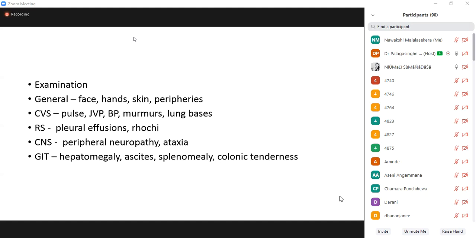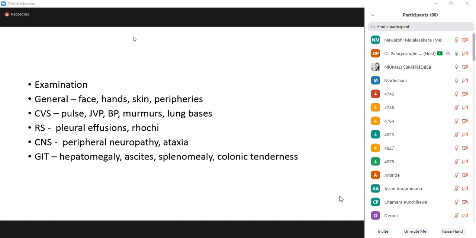So yes, if JVP is elevated, sometimes you may be suspecting an underlying right heart failure with a chronic diarrhea. In conditions like carcinoid syndrome, you might see tricuspid regurgitation with the diarrhea. So JVP, have a careful look. Then blood pressure, most of the time blood pressure tends to be low, isn't it?